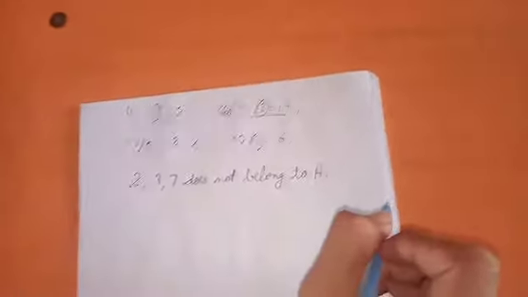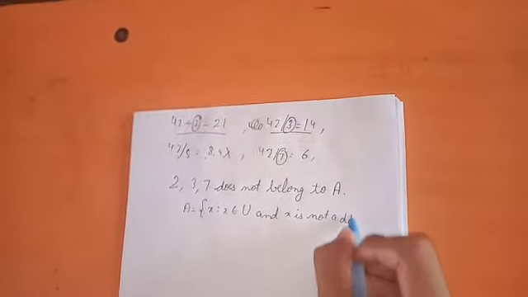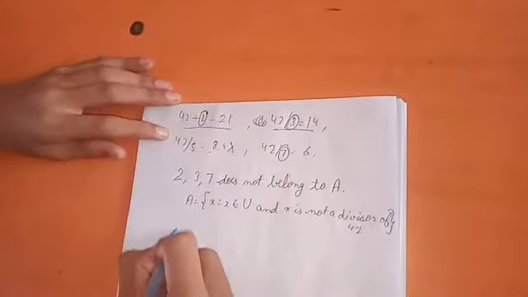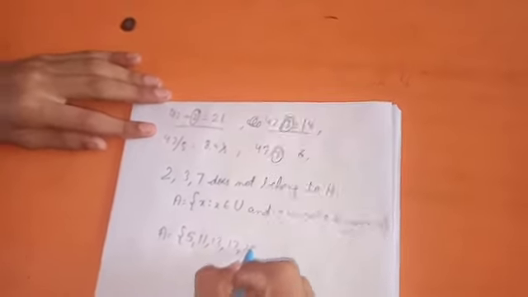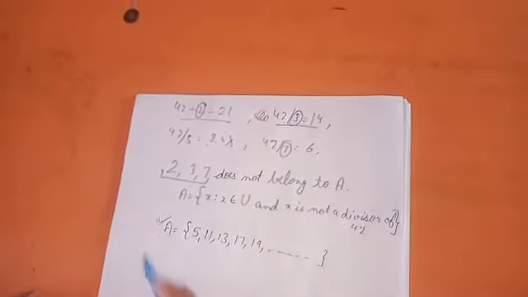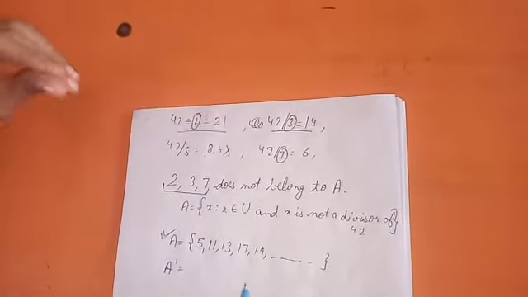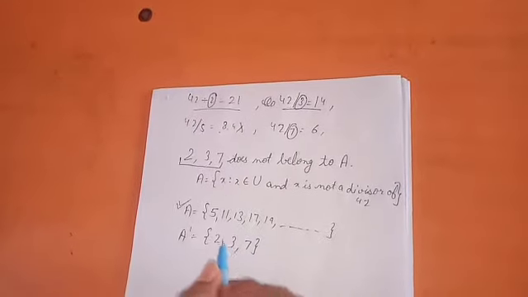Why? This we all know that A is a set where x belongs to U and x is not a divisor of 42. So A, what will we write? A will be 5, then 11, 13, 17, 19, and so on, leaving only these three prime numbers. All the other prime numbers will be included in set A. And to represent these three elements we use A dash, that means complement, and this complement will include only these three elements. I hope you have understood it.